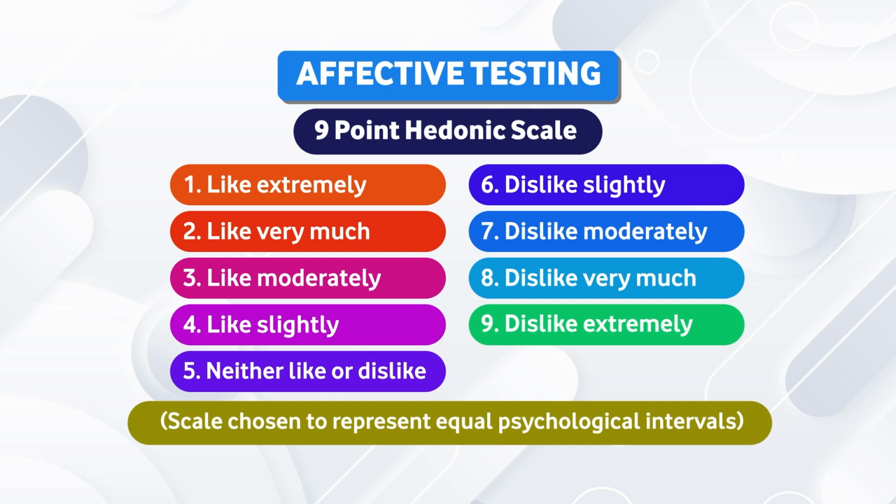We can reverse it also, though it is in serial. But if we take liking, normally we put 1 to 9 in serial, while scoring, liked extremely is given 9 and disliked extremely is given 1. That is how we put it. This can be converted into a 5-point scale also.